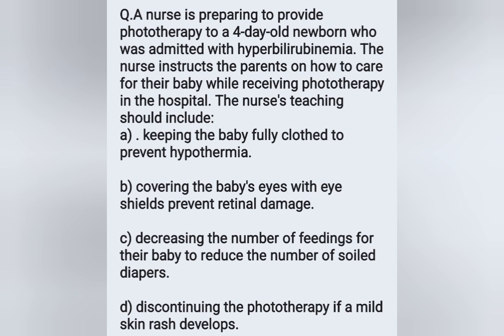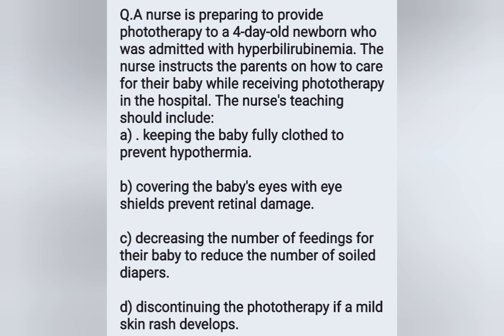A nurse is preparing to provide phototherapy to a 4-day-old newborn who was admitted with hyperbilirubinemia. The nurse instructs the parents on how to care for their baby while receiving phototherapy in the hospital. The nurse's teaching should include, options. Option A, keeping the baby fully clothed to prevent hypothermia. Option B, covering the baby's eyes with eye shield to prevent retinal damage. Option C, decreasing the number of feedings for their baby to reduce number of soiled diapers. Option D, discontinuing the phototherapy if a mild skin rash develops.